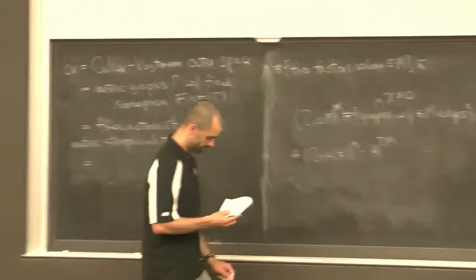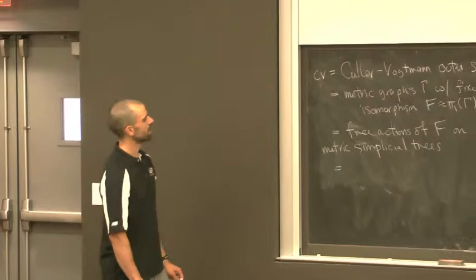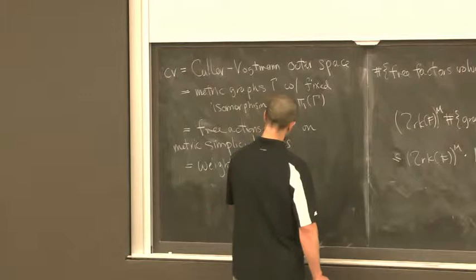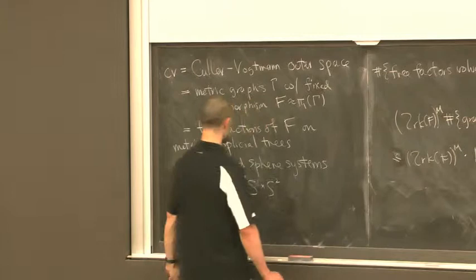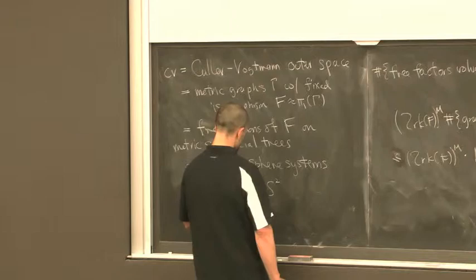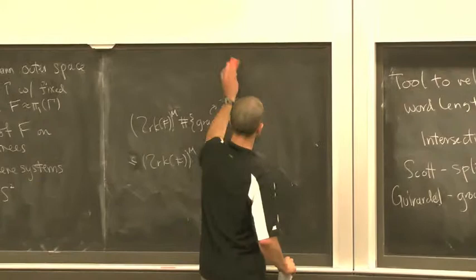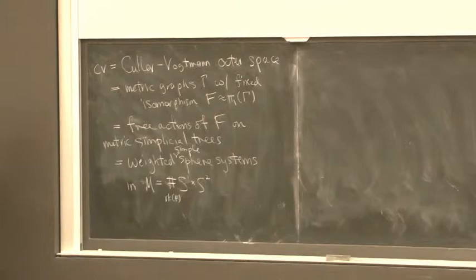Another way to think about this, and I might say a couple of words about it at some time without saying too many details, is that you can also think about Culler-Vogtmann outer space as weighted sphere systems in the double handlebody, the connect sum of S1 times S2, where the number of summands is the rank of the free group. And I've lied. I need to tell you what I mean by sphere system. I should throw an adjective in here: by weighted simple sphere systems, I want the complementary components to be simply connected.